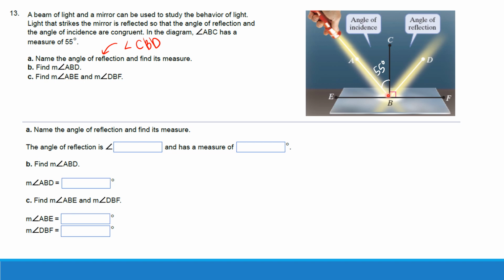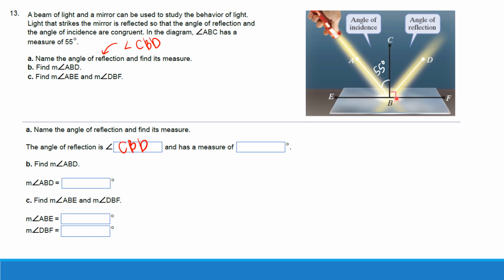Angle CBD, that is the angle of reflection. So that was the first question. It says name the angle of reflection. So the name of the angle would be angle CBD. Now we can work on finding its measure.